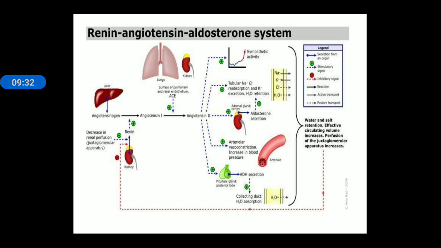And you can see in the last, the fourth, the green one, the posterior pituitary gland also releases ADH, and this ADH will help in increasing the reabsorption of water. So ultimately these four factors will directly affect the absorption of water and salt inside the nephron.